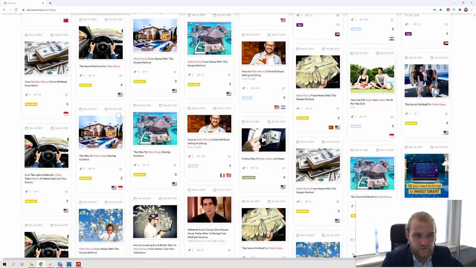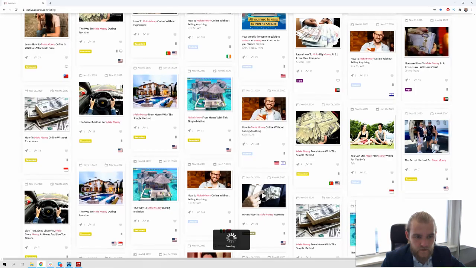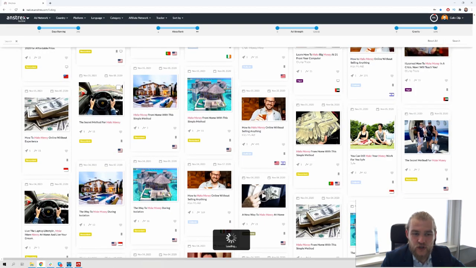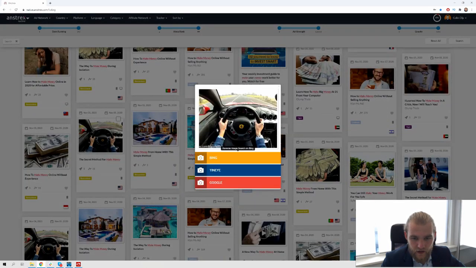So don't use this. Look at this. I want you to see this so that you don't make the same mistake. Doesn't open. Okay, there we go. We have a watermark here. Don't use a picture with a watermark. Never. Never.